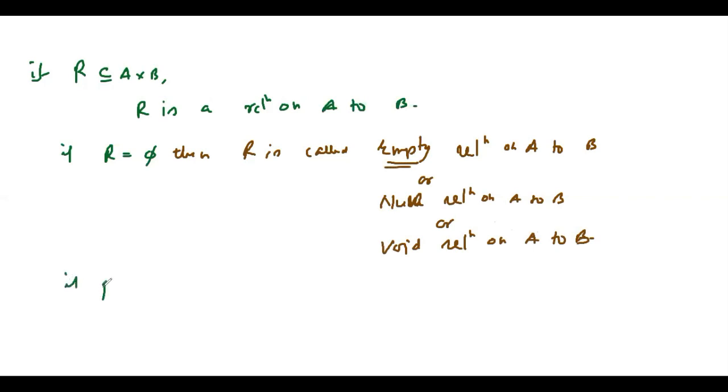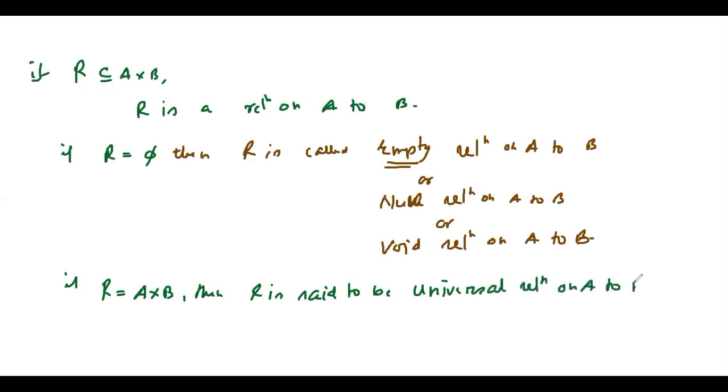Now, if R, in case it is equal to the complete set A cross B, then R is said to be the universal relation on A to B. That means we have to know A cross B completely. So these are the two important definitions we have to remember.